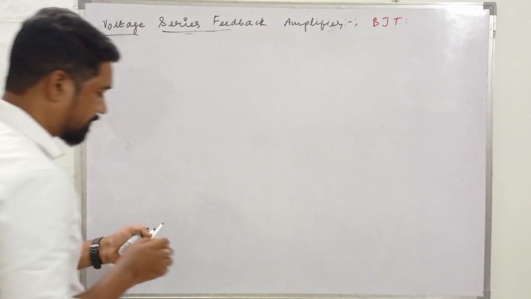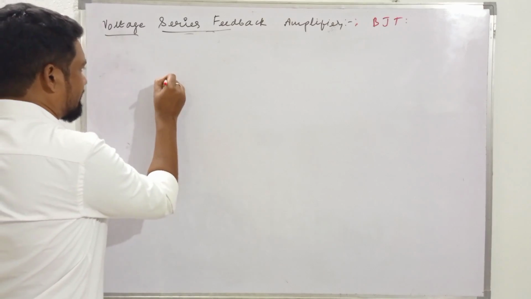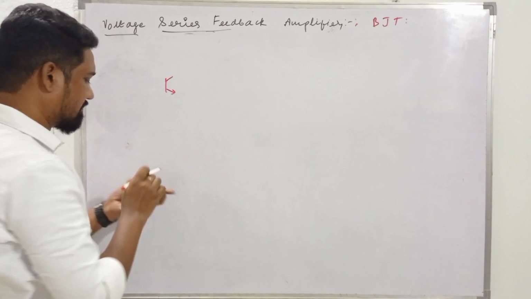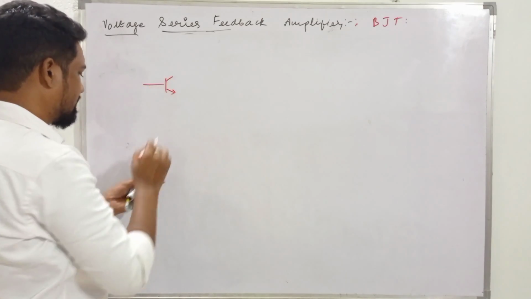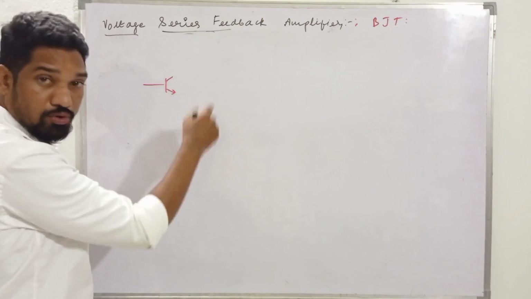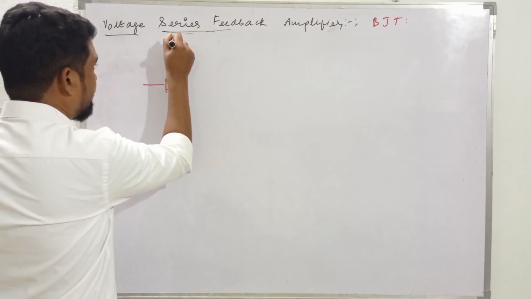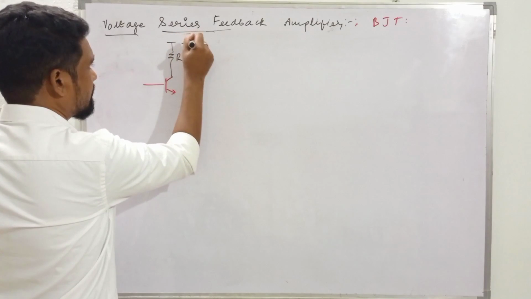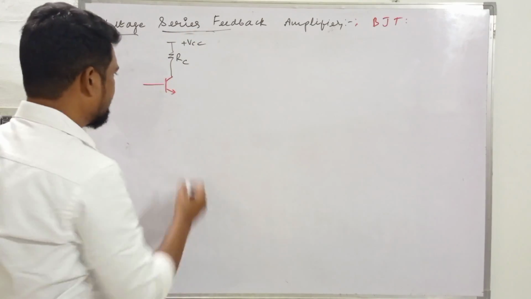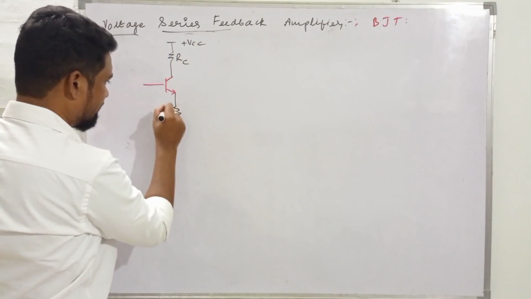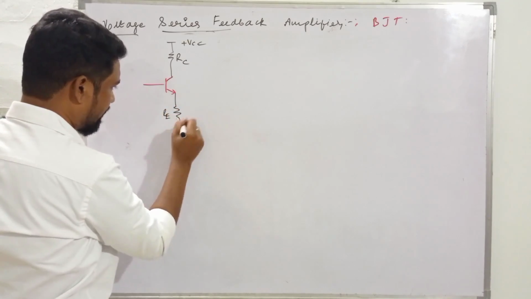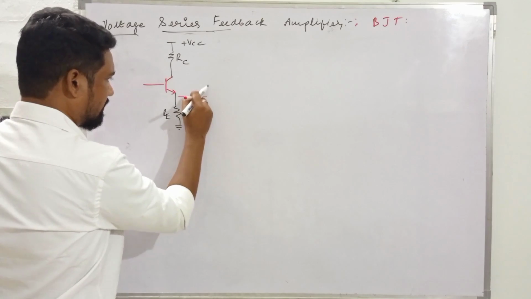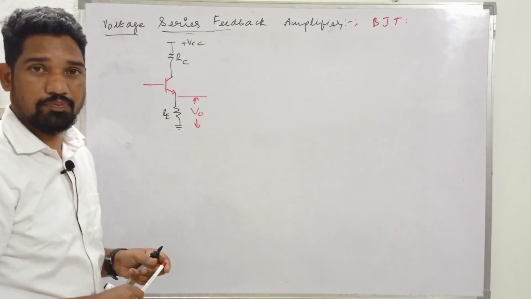And where to start from? The circuit diagram, guys. We have the transistor. This is the base, and what components do we have around this one? Here we have RC and plus VCC to provide the necessary biasing, and we have RE grounded, across which the output voltage is collected. So here we collect the output voltage with respect to ground.